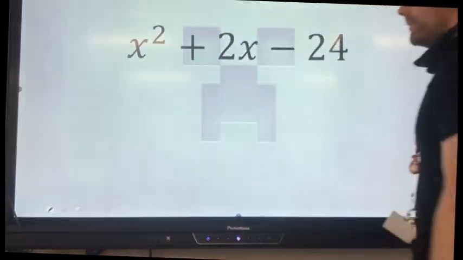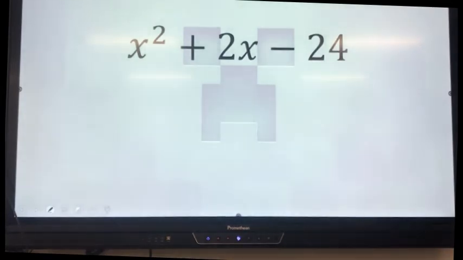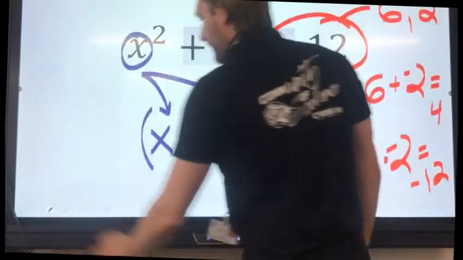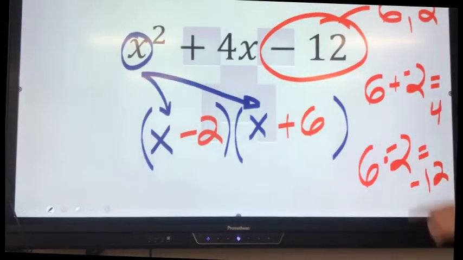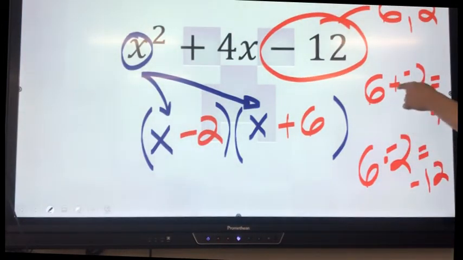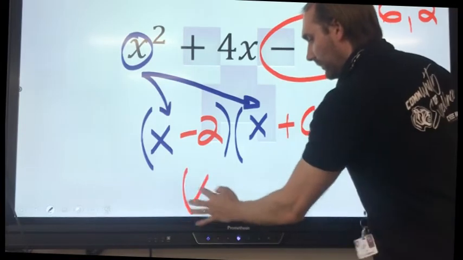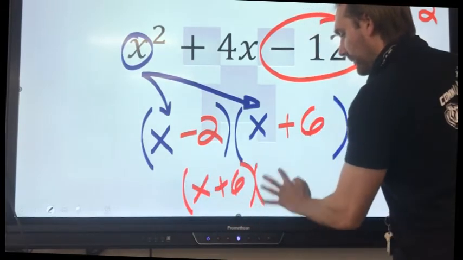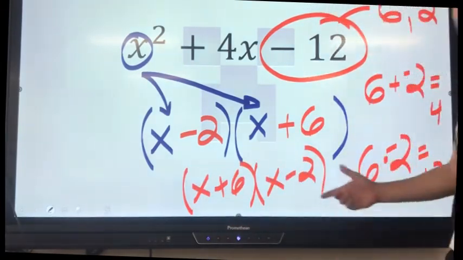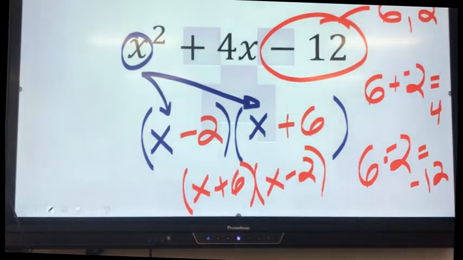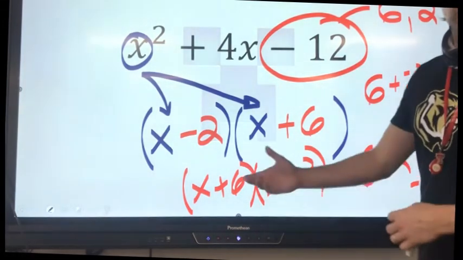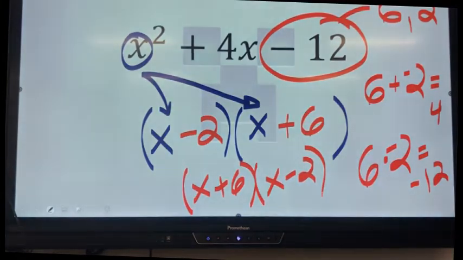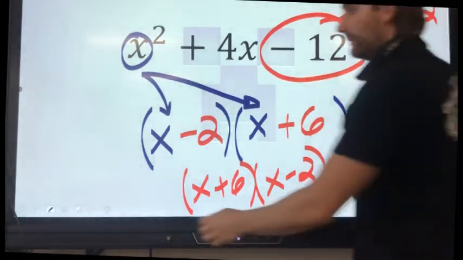Let me show you that one more time, because everybody can use more. How did you get the negative 2? I need a negative 2: 6 plus a negative 2. So does the negative 2 go at the beginning? Well, no, it doesn't matter. So x plus 6 times x minus 2, that's fine. It's the same problem, same polynomial. So no, the negative doesn't have to go at the beginning. It doesn't matter where you put it.